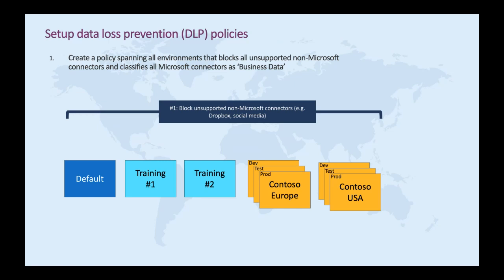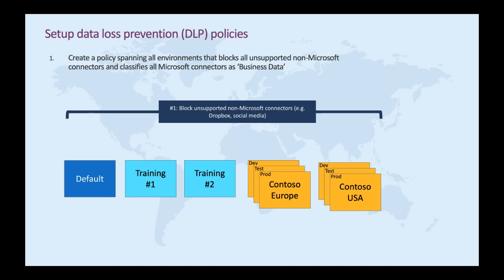So for example, SharePoint and OneDrive, Flow, Power Apps, Flow to SharePoint, Flow to OneDrive, those different types of things. The interconnectivity, so email to Flow. You want those first-party Microsoft connectors to be able to talk to each other. So that's the first thing I would do, is block unsupported non-Microsoft connectors across all the environments.